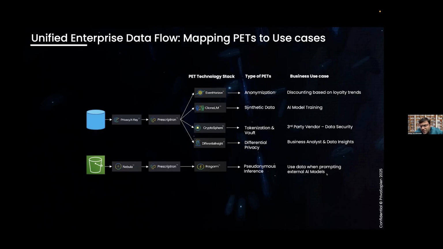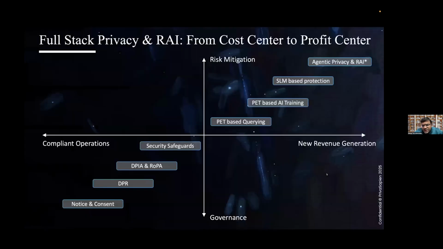For example, discounting based on loyalty trends, or AI model training, or third party data sharing with controls in place beyond sharing, insights for business analysts, to use cases like data protection during inference with a downstream model using pseudonymous inference. With this, privacy and responsible AI are no more cost centers. They actually become profit centers because you can unlock data and models for new revenue generation and risk mitigation.